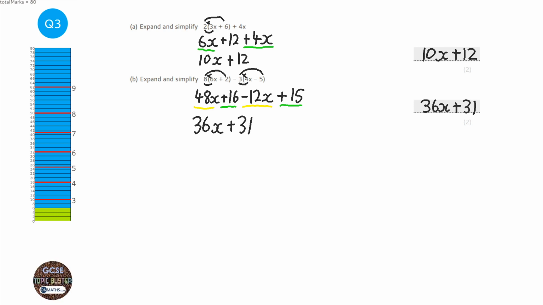Now the most common mistake is for this bit here. Sometimes students will write down negative 15.